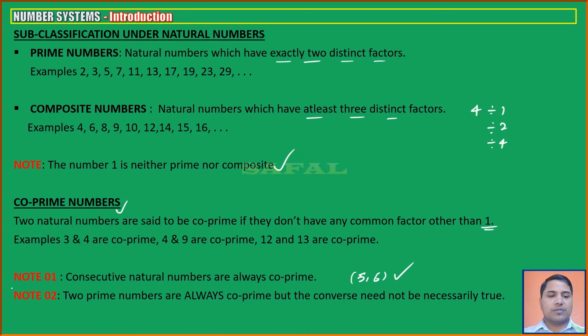One very important note, two prime numbers are always co-prime. There is no doubt about it. If you take any two prime numbers from this list, they will always be co-prime because the only common factor between those two numbers will be 1. But the same is not true vice versa. If I am taking two co-prime numbers, they need not be prime. For example, 5, 6 are co-prime, but both the numbers are not prime. 5 is prime but 6 is not prime. So this sub-classification under natural numbers is very important and it will be utilized even in class 10th mathematics.